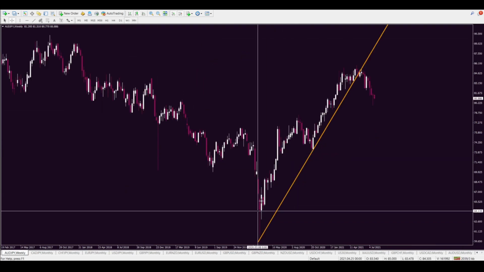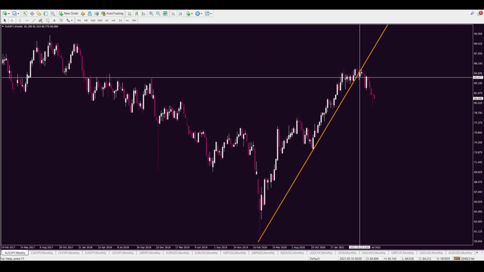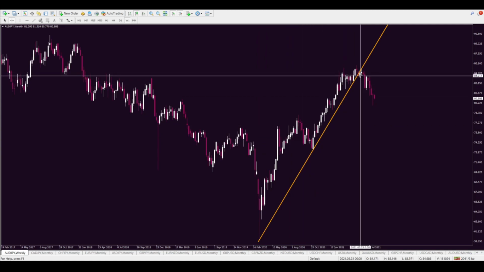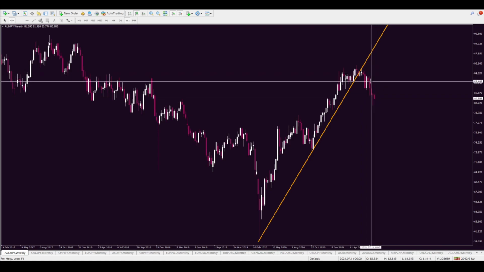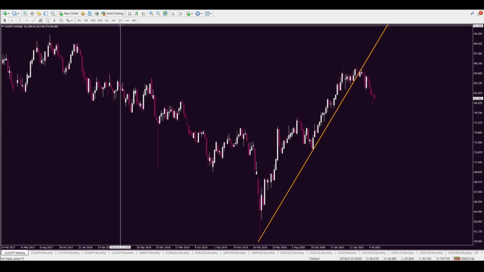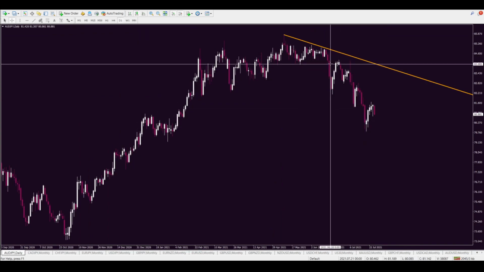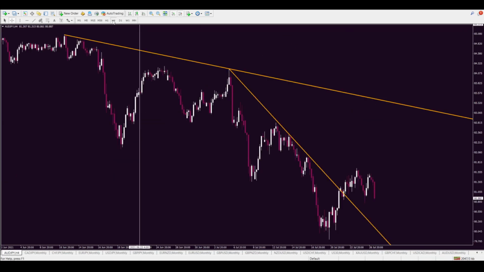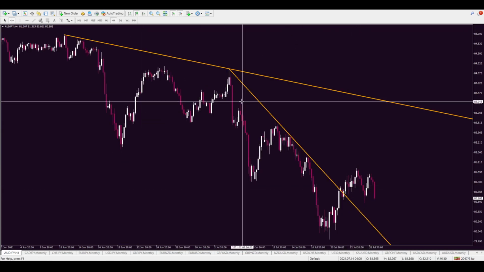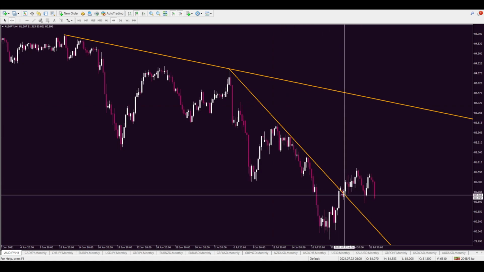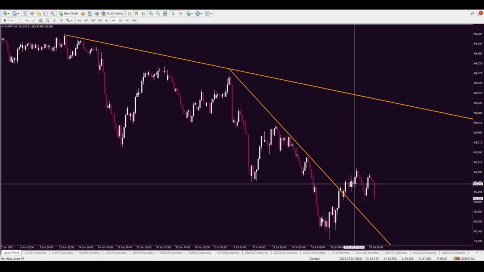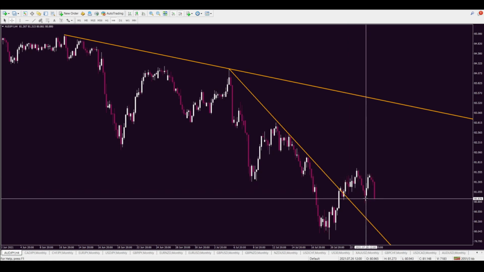Weekly, we're seeing a bullish trend. Price broke the bullish trend line and started going down. Daily, yeah, we have a bearish trend started. Price broke the bearish trend right about here, found support at the back of a trend line, and then again found support at the same area, and now we are testing this area one more time.